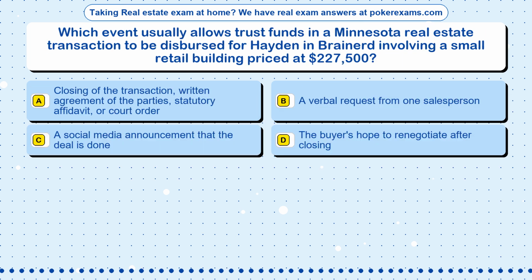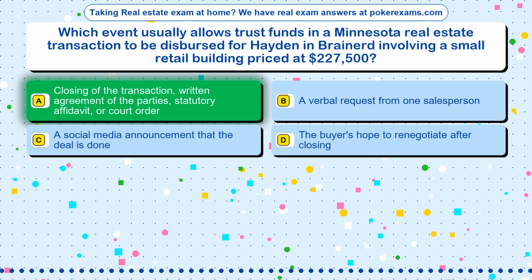Question 13. Which event usually allows trust funds in a Minnesota real estate transaction to be disbursed for Hayden and Brainerd involving a small retail building priced at $227,500? Option A, closing of the transaction, written agreement of the parties, statutory affidavit, or court order. Option B, a verbal request from one salesperson. Option C, a social media announcement that the deal is done. Option D, the buyers hope to renegotiate after closing.